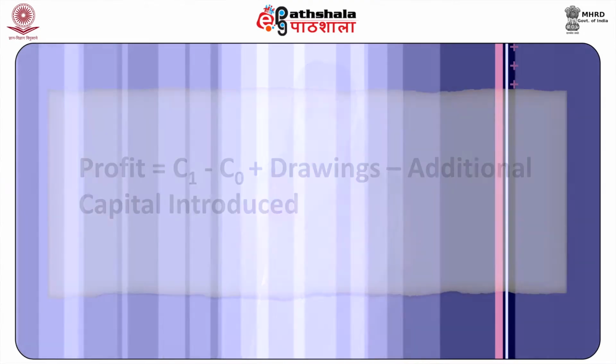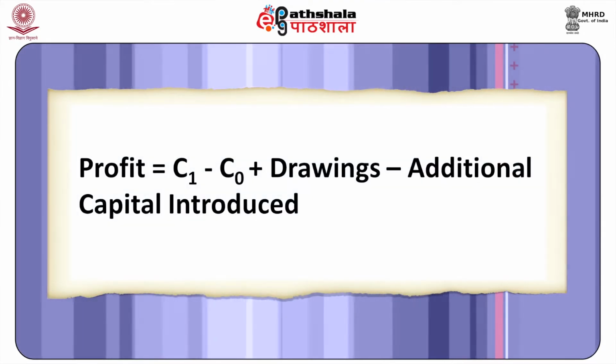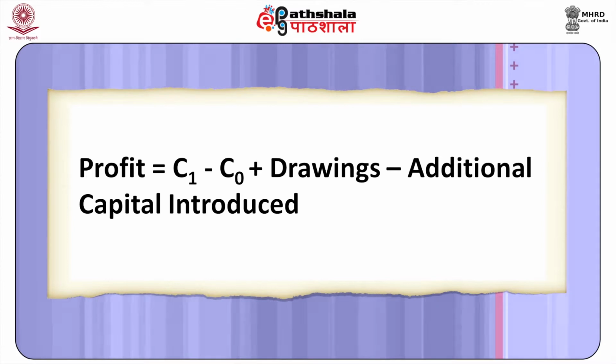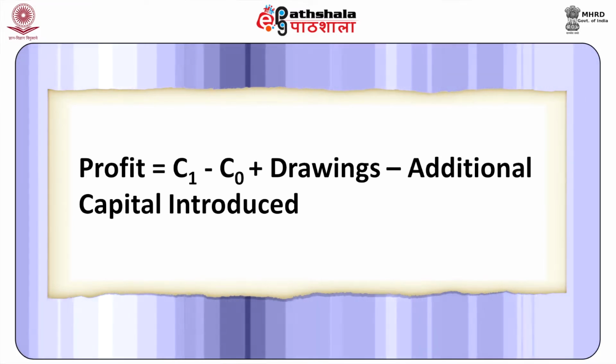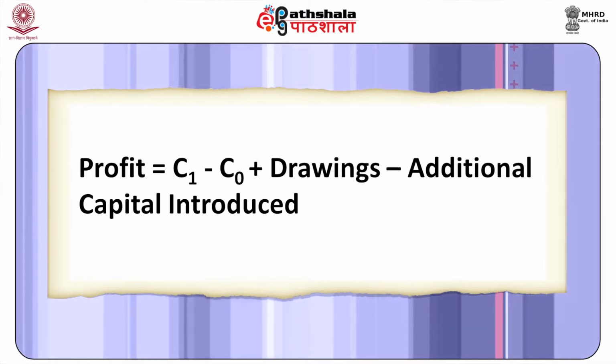However, if there are drawings and/or additional capital introduced during the period under consideration, then profit will be calculated as follows, where profit will be equal to C1 minus C0 plus drawings minus additional capital introduced.